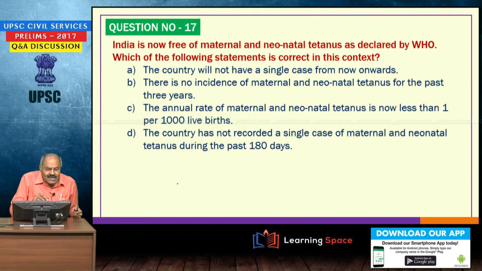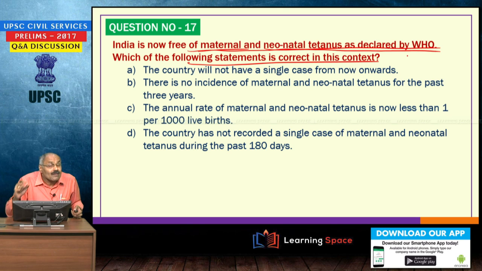If you look at the next one, India is now free of maternal and neonatal tetanus as declared by WHO. Which of the following statements is correct in this context? A country is declared as maternal and neonatal tetanus free when the annual rate of maternal and neonatal tetanus is less than 1 per 1000 live births. If the annual rate recorded is less than 1 case per 1000 live births, then the country is declared as maternal and neonatal tetanus free, not a complete elimination. So, C is the right answer.